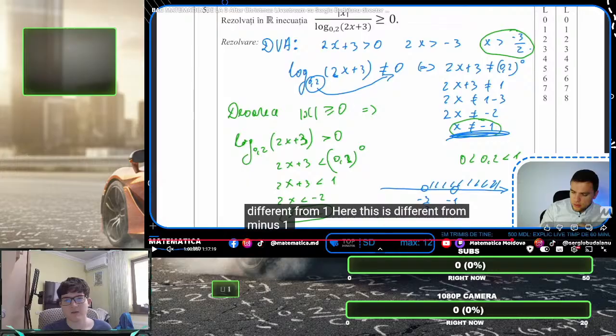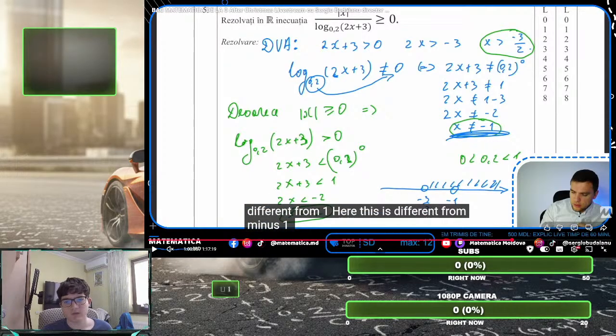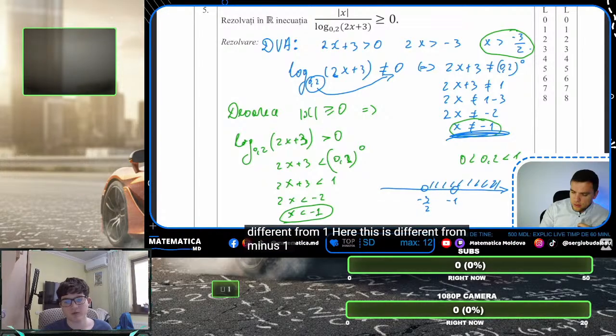So now what you got, we got minus 3 divided by 2 there, and minus 1, and from minus 3 divided by 2 it goes to the right and stuff.